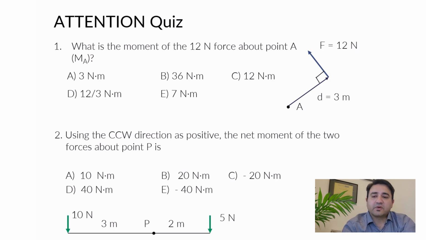Okay, so now if I pivot at point P, first I will look at the 5 Newton force. Using my right hand, this is 5 times 2, 10, and it is going into the plane of paper, or going clockwise. So it is negative, minus 10. Now I look at the second force, 10 times 3, 30, and using the right hand rule it is positive, counterclockwise. So 30 minus 10, your answer should be plus 20 Newton meters, which is 20 Newton meters counterclockwise.